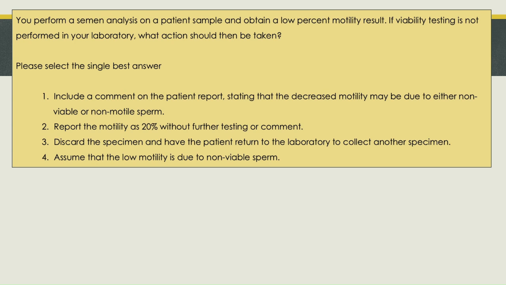1. Include a comment on the patient report, stating that the decreased motility may be due to either non-viable or non-motile sperm. 2. Report the motility as 20% without further testing or comment. 3. Discard the specimen and have the patient return to the laboratory to collect another specimen. 4. Assume that the low motility is due to non-viable sperm.